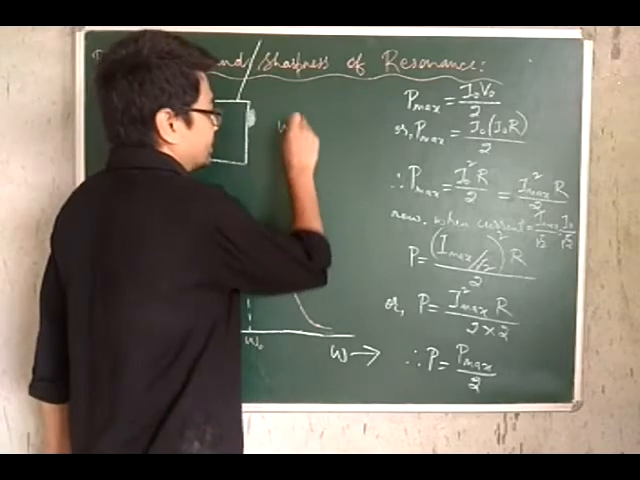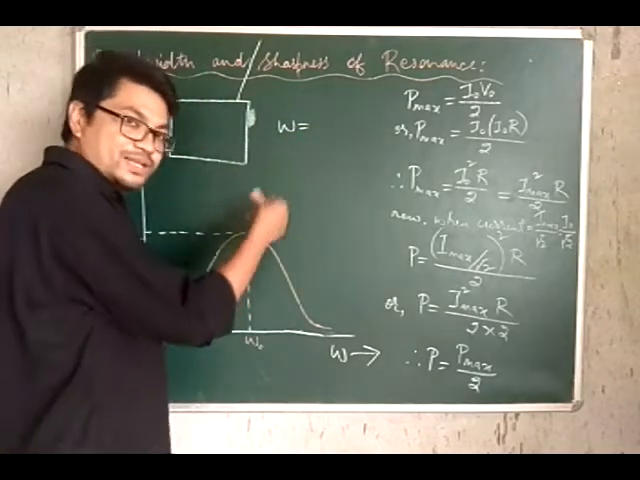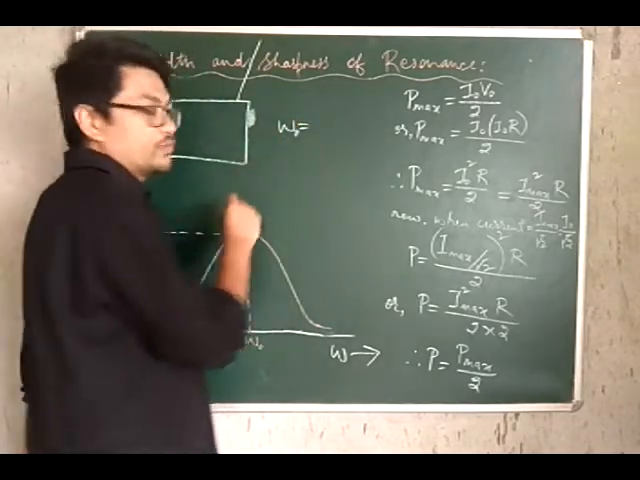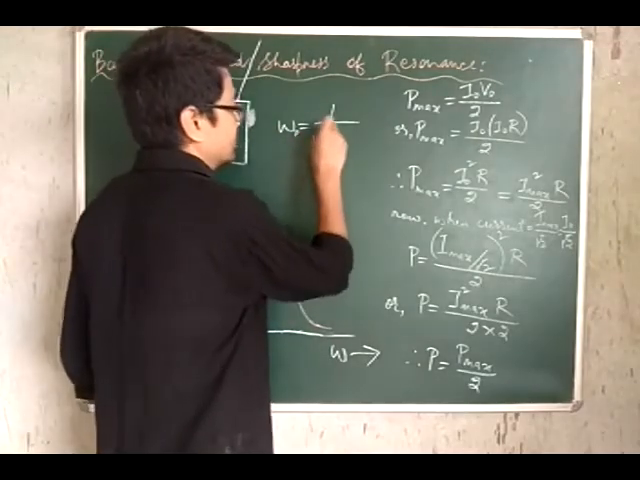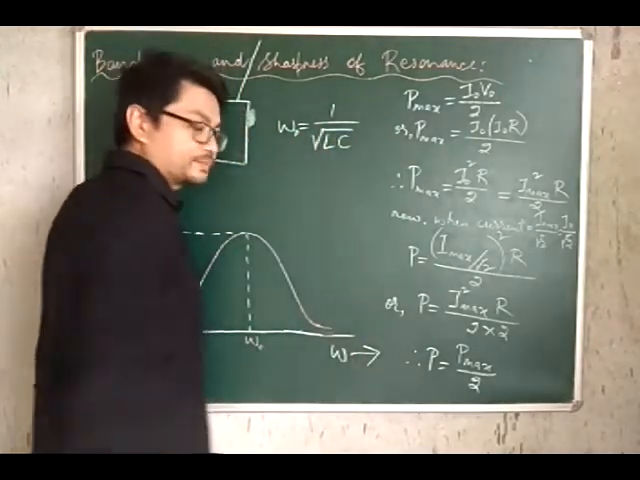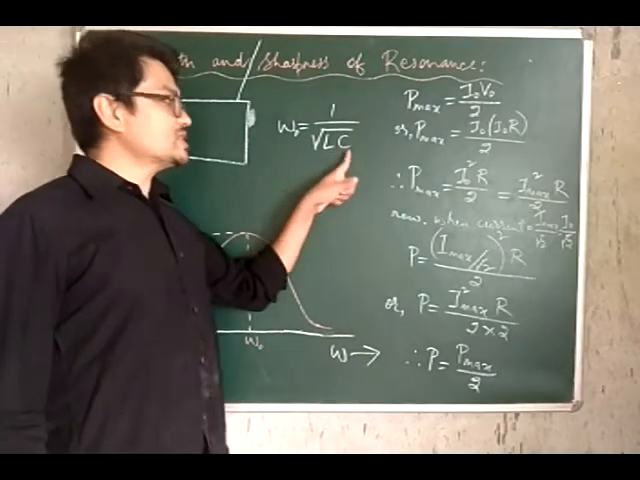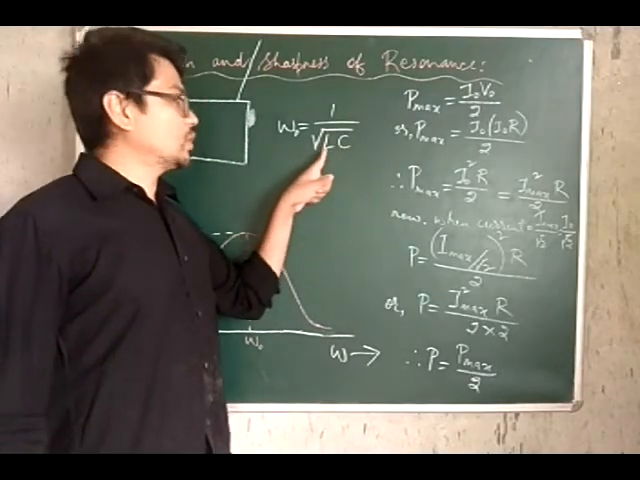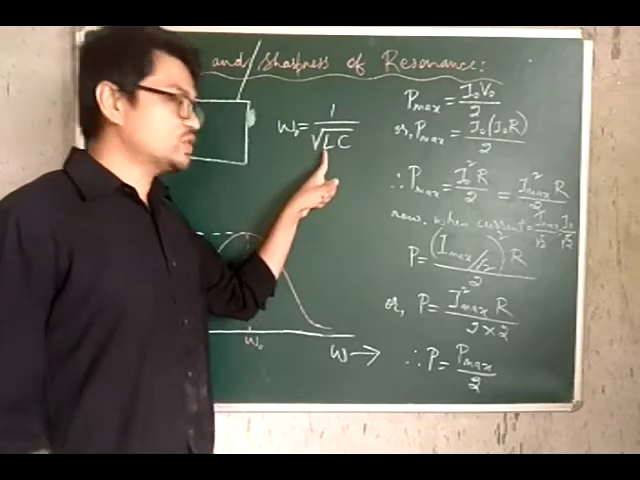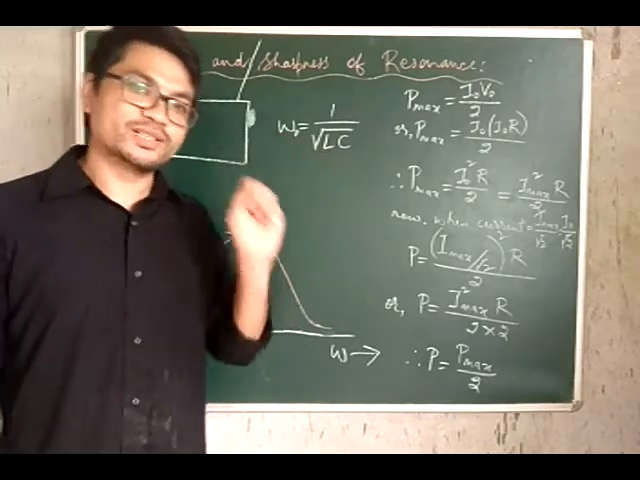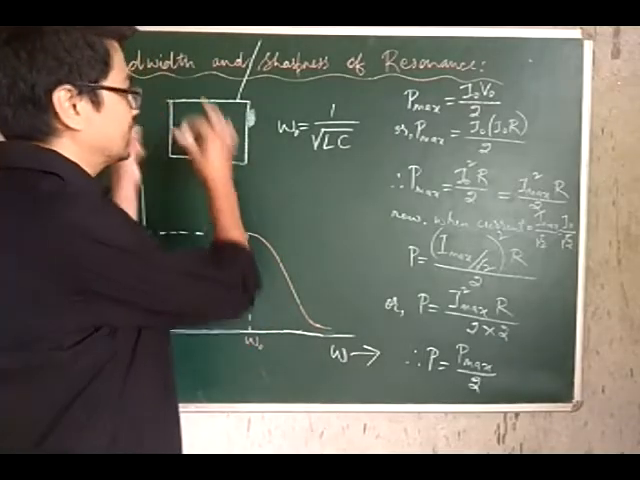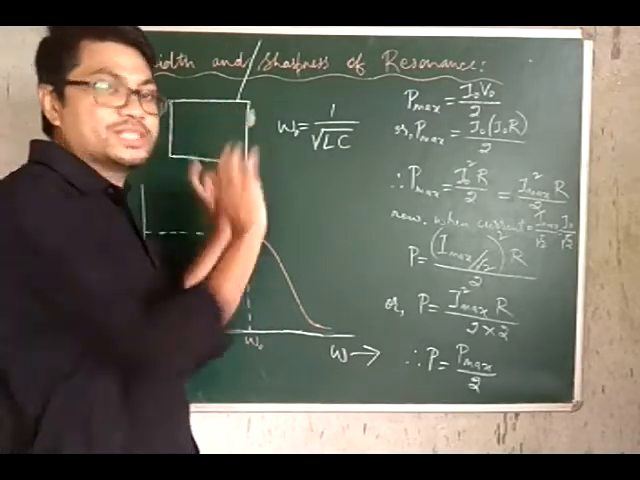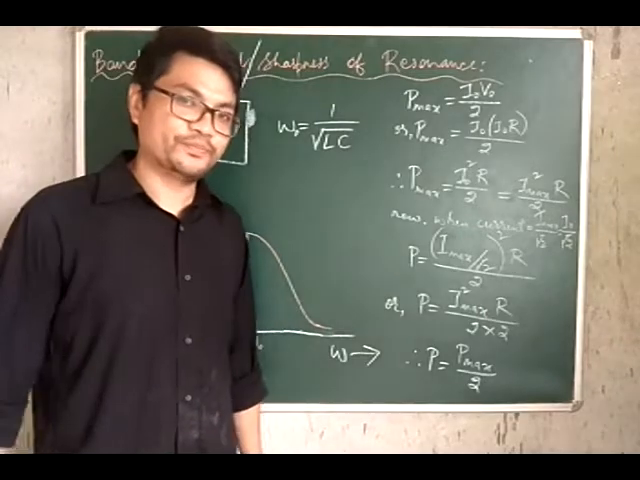We know the resonant frequency for an LCR circuit is given by omega naught, which is 1 over the square root of LC. So by changing the value of the capacitance or the inductance, we are also changing the value of the resonant frequency of the LCR circuit, or on the whole, the frequency of tuning of the radio.